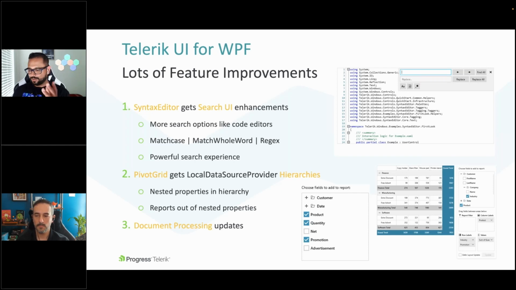The pivot grid, Ed is happy to get a pivot grid for Blazor now. We have had it for a while, and now it supports hierarchies in your local data source provider, nested, multiple layers of nesting, and you can build out reports based on those nested properties. And of course, WPF receives the same document processing upgrades that WinUI and .NET MAUI and Xamarin and WinForms do as well.